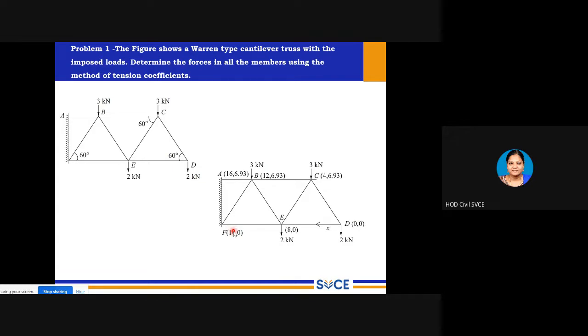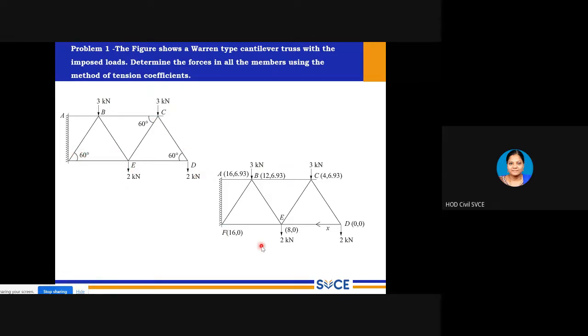Okay, so this is the cantilever truss. This is the support of the truss. And here you can see the external loads which are given, 3 kilonewton and 3 kilonewton. And here at points E and D, you have 2 kilonewton each. And the angle of inclination is also given.